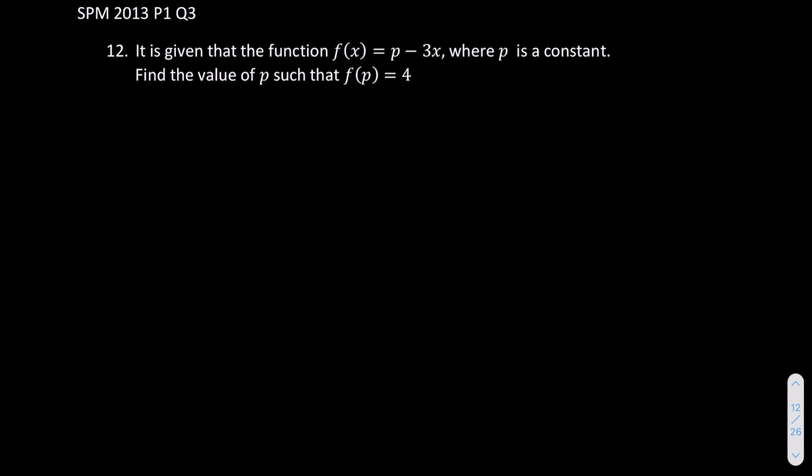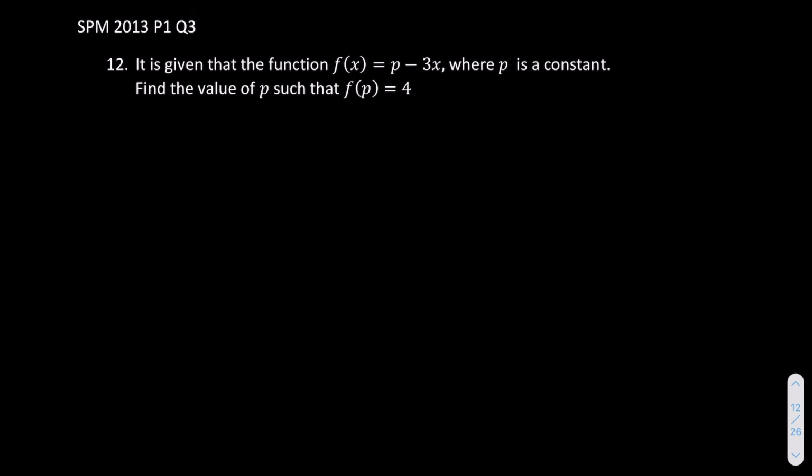Question number 12. Given that the function f of x is equal to p minus 3x, where p is a constant, means p is not something unknown, it's not a variable. Find the value of p when f of p is 4. So they are describing the same function, but now the input is different. And they tell us that f of p is 4. Do you believe them? No, we try to do it ourselves.